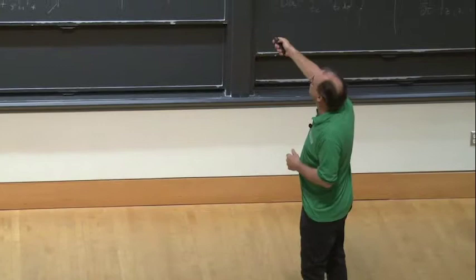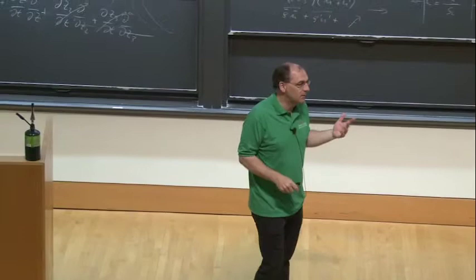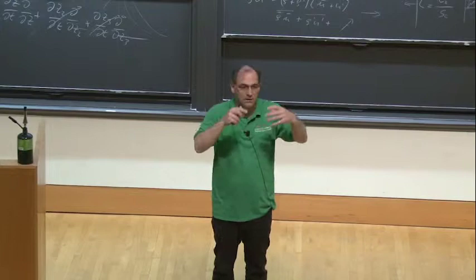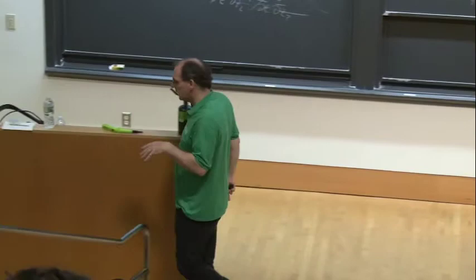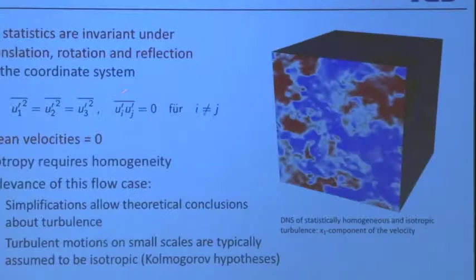This also means that the mean velocity has to be zero, because I cannot have a mean velocity that at the same time goes left and right. Okay, so the only way to always measure the same velocity component in each direction is if the mean velocity is zero. For the fluctuations, this is not the case, so the fluctuations are non-zero. Here also this correlation has to be zero.